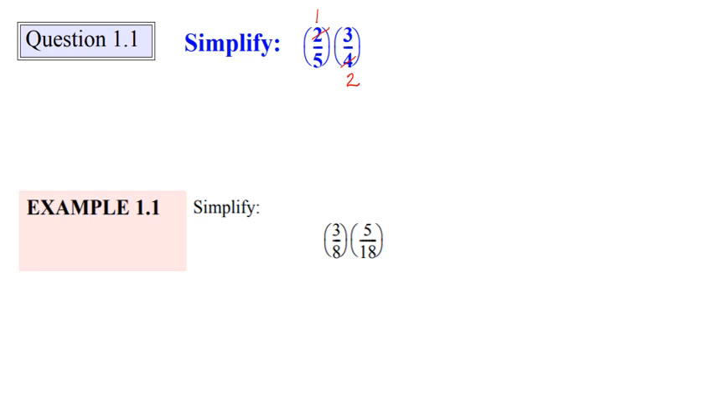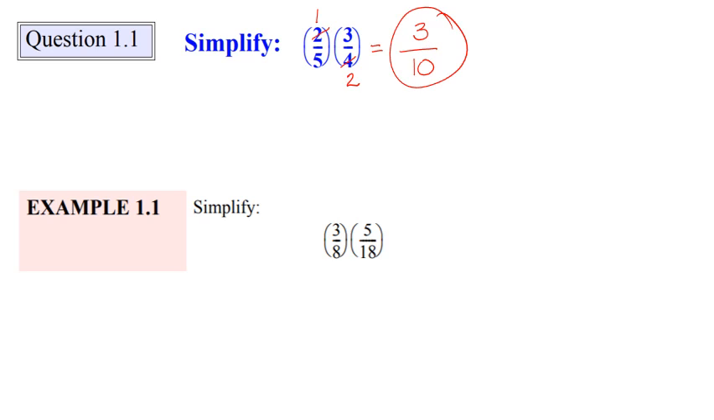So now that I've done checking all of my directions, I can multiply across. So in my numerator, 1 times 3 is 3. In my denominator, 5 times 2 is 10. And that is my answer.